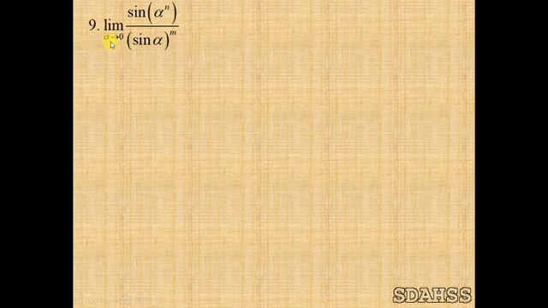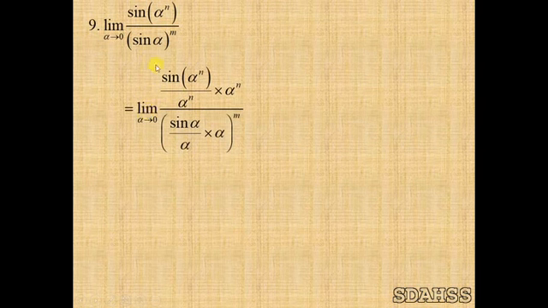Ninth sum, limit alpha tends to 0, sin(alpha)^n divided by (sin alpha)^m. Now you have to multiply the numerator and denominator by alpha^n. In the numerator, multiply by alpha^n divided by sin alpha. Similarly, in the denominator you have to multiply the numerator and denominator by alpha^m.